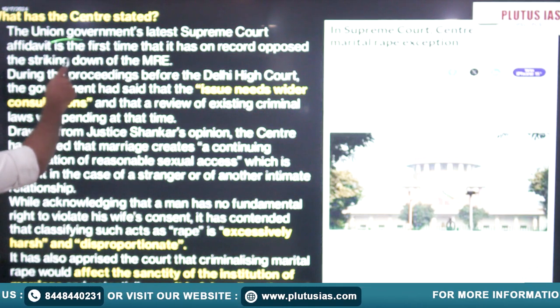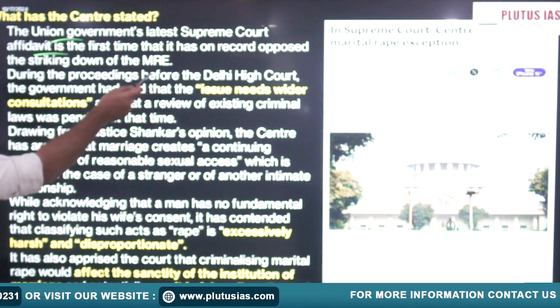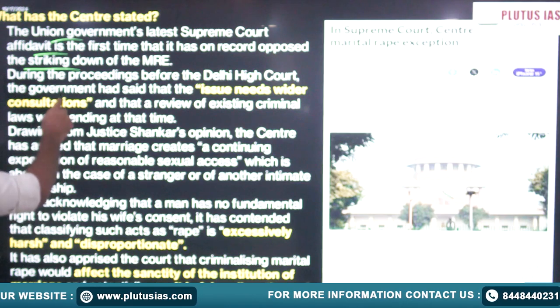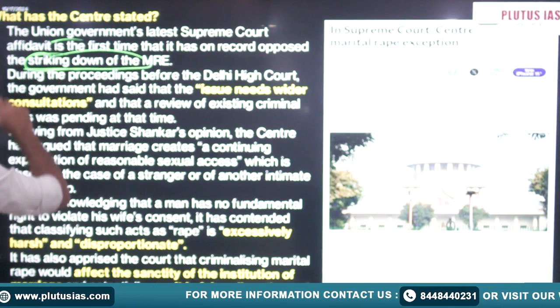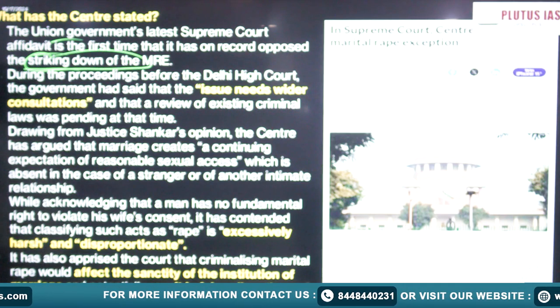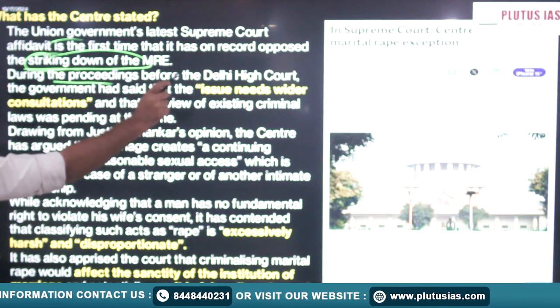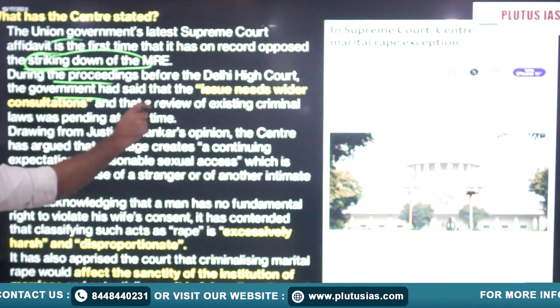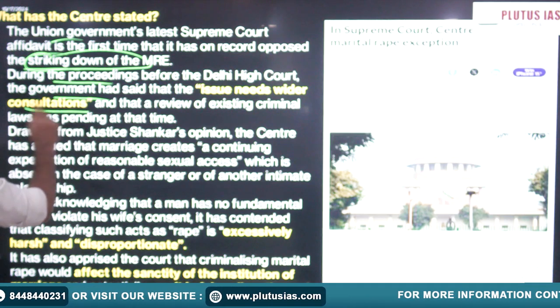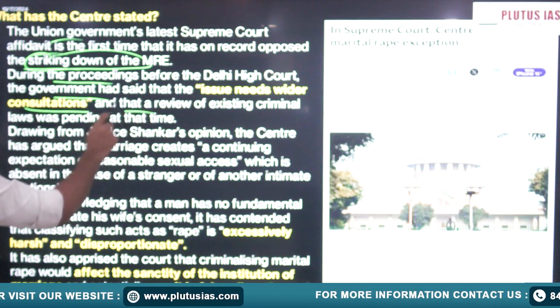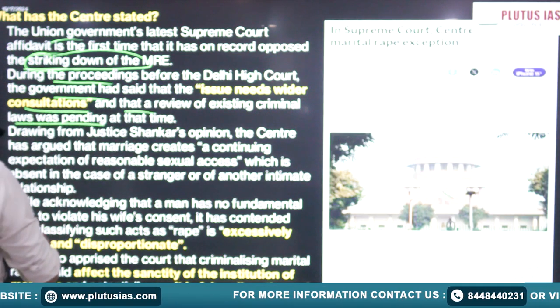Union government's latest Supreme Court affidavit is the first time that it has been on record opposed to the striking down of the exception. So basically, the central government is opposing. During the proceedings before the Delhi High Court, the government had said that the issue needs wider consultation, and that a review of existing criminal law was pending at that time.